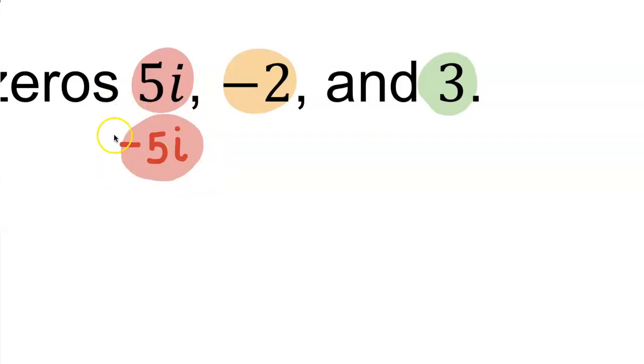Now this conjugate zeros theorem does not apply to real numbers. For example, just because you have -2, it does not mean the positive 2 will be the opposite zero. Okay, just because we have +3, it does not mean -3 will be the zero of this polynomial. So this conjugate zeros theorem only applies to non-real zeros, the ones with i's. Okay, so now we got 4 zeros.